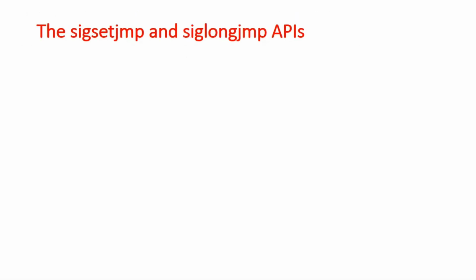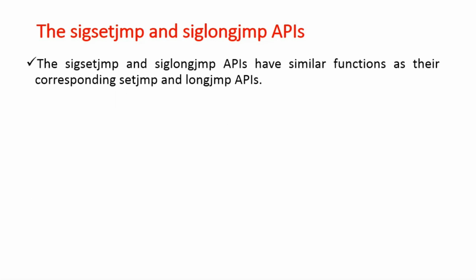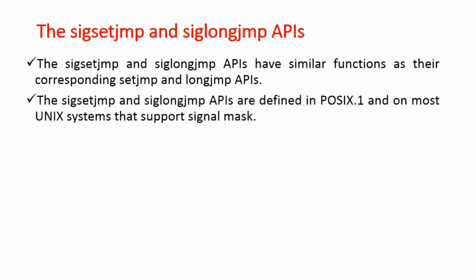Next topic, sigsetjmp and siglongjmp APIs. The sigsetjmp and siglongjmp APIs have similar functions to their corresponding setjmp and longjmp APIs. In the previous module, you learned the setjmp and longjmp APIs. Now these two are similar to the setjmp and longjmp APIs. The sigsetjmp and siglongjmp APIs are defined in POSIX.1, that is Portable Operating System Interface version 1, and on most Unix systems that support signal masks.